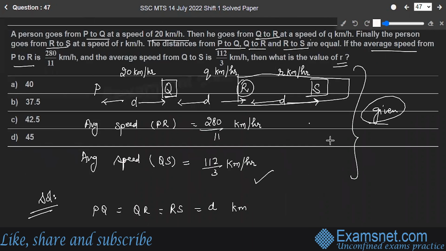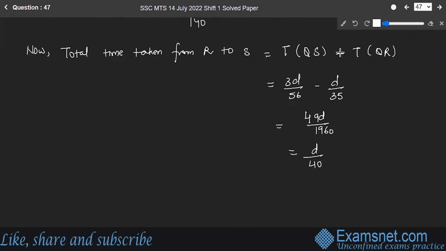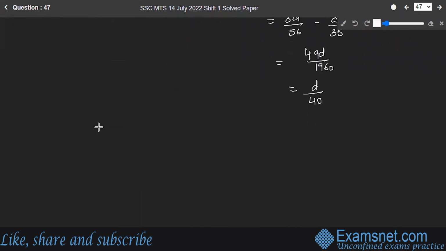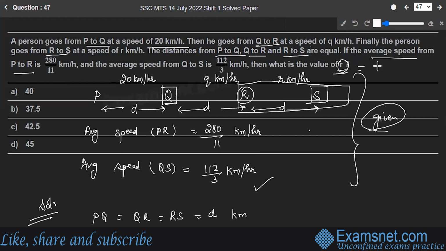What actually do we have to find out? We have to find out the value of R, which is the speed from R to S. We got the time, right? And we know the distance. From here, we can calculate the speed from R to S, which is nothing but R. That is given by distance upon time, which is equal to 40, right? So R is 40 kilometers per hour. This is the speed of the train from R to S. Let's check option A is the correct answer to our question.